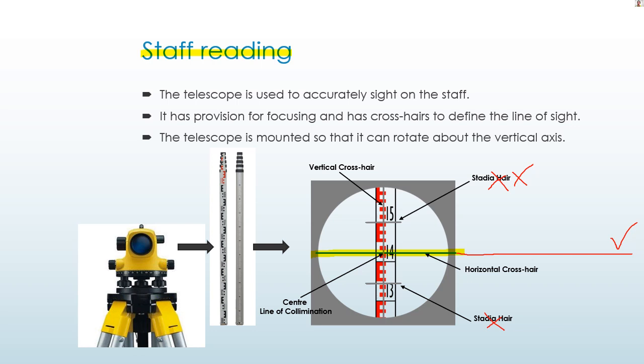So the graduation on the staff, you're going to see the numbers over here. So numbers here are the hundreds of millimeters. So 13 means 1300 millimeter, or 1.3 meter. You're going to see the line under those numbers. So that's where we have the hundreds of millimeters.